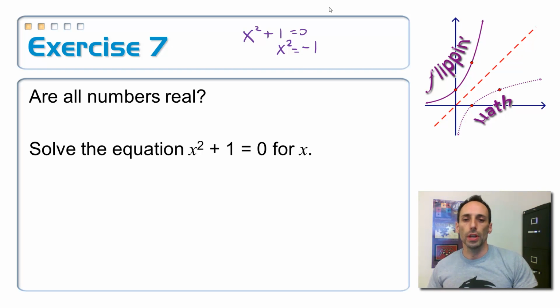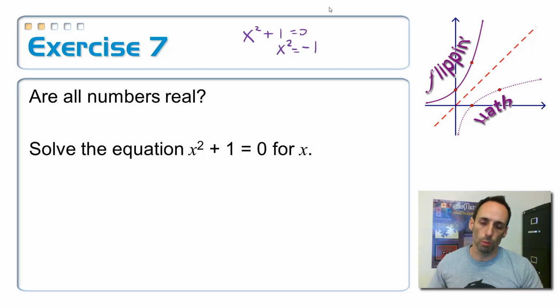Because what this is saying is I'm trying to take a number, x, and I'm squaring it, multiplying it by itself, and I get an answer of negative 1. So just think about it for a second. What number can you square, multiply times itself, and get negative 1? How about 1? 1 times 1 is 1. That won't work. How about negative 1? Negative 1 times negative 1 is, no, that's positive 1. So that doesn't work. The answer is there is no real number that you can square to get negative 1.